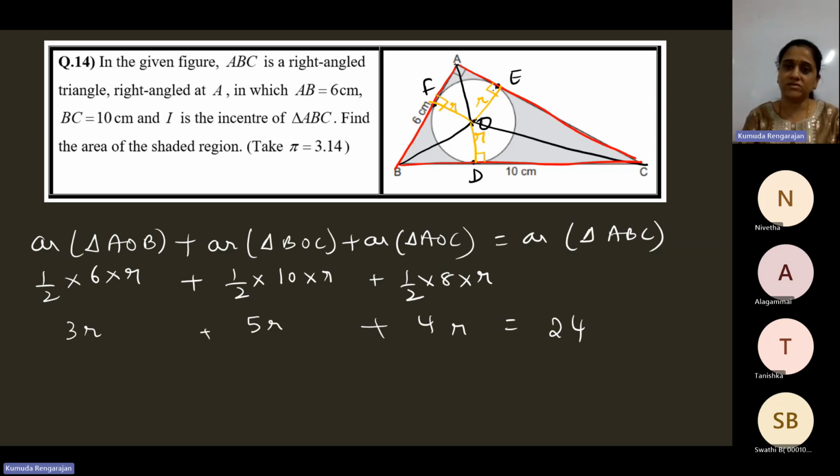We found the radius. This is the method you use to find the radius in a situation like this. Now find the area of the circle. Then the area of the triangle minus the area of the circle is the area of the shaded region. Right? Any questions?